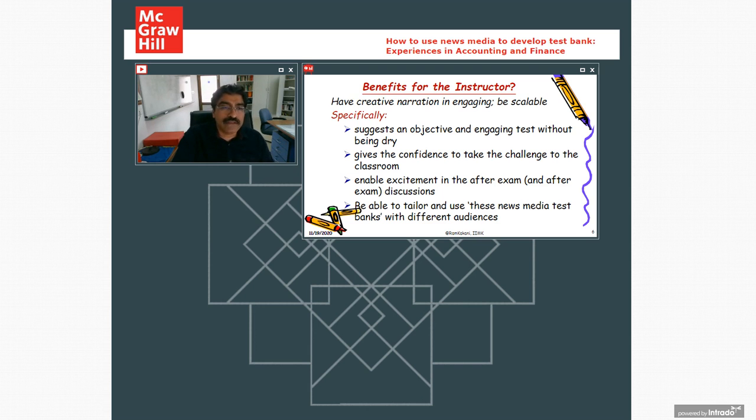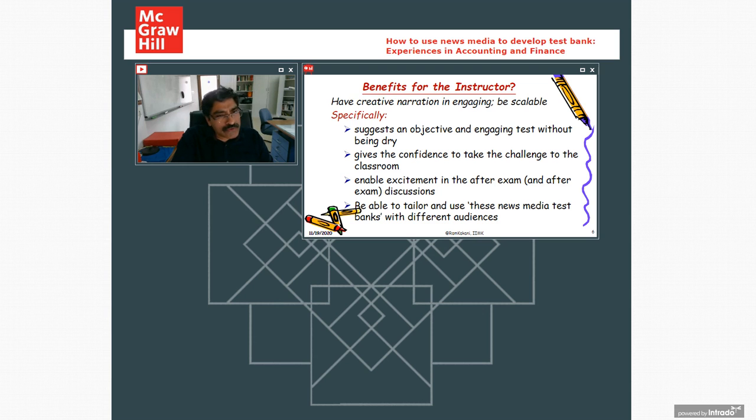That is where these discussions, these talks in the evening addas among students, will create a lot of retention among students. And it also enables excitement after the exam. That is, in the after-exam discussions, it creates excitement about what could be the probable answer. And when you are creating a question paper, you should be able to tailor-make it and use these news media test banks with different audiences. That's something which I think you need to be aware of.